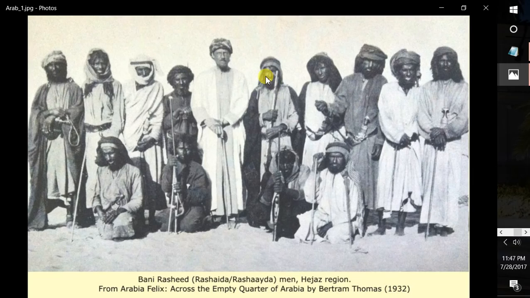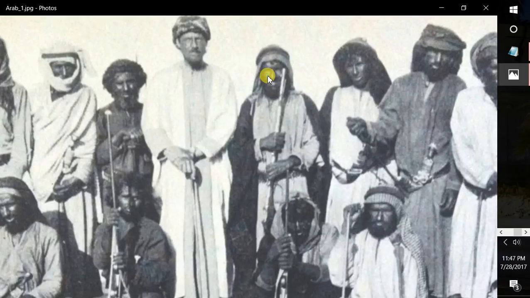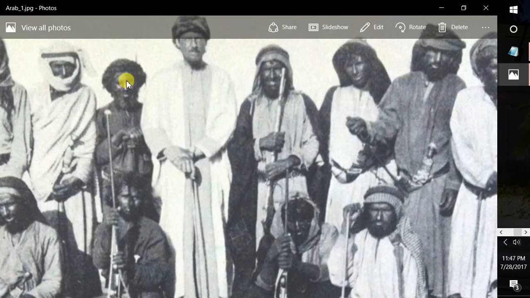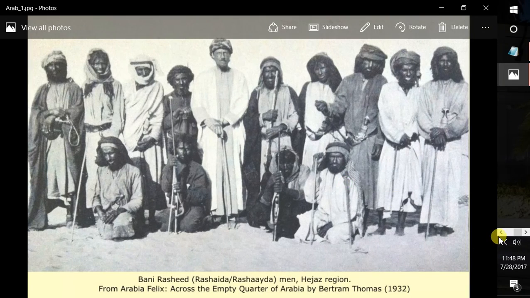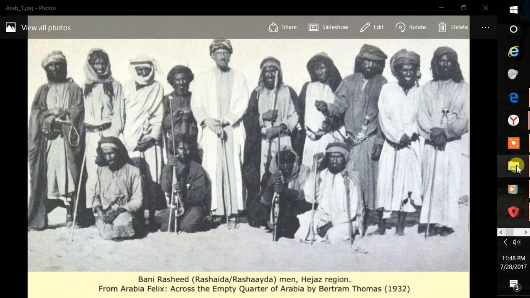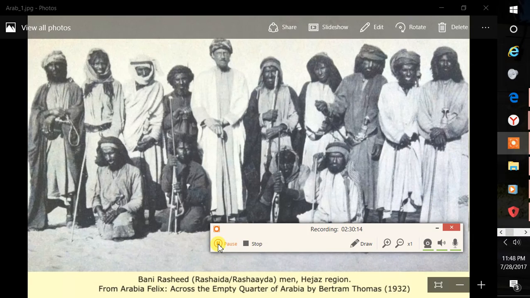There are still some Arabians looking like this now, the original Arabians who have maintained their nappy hair, as you can see right here. All right, so next slide to show you some more olden days pictures of people way back in the day and how they used to look.